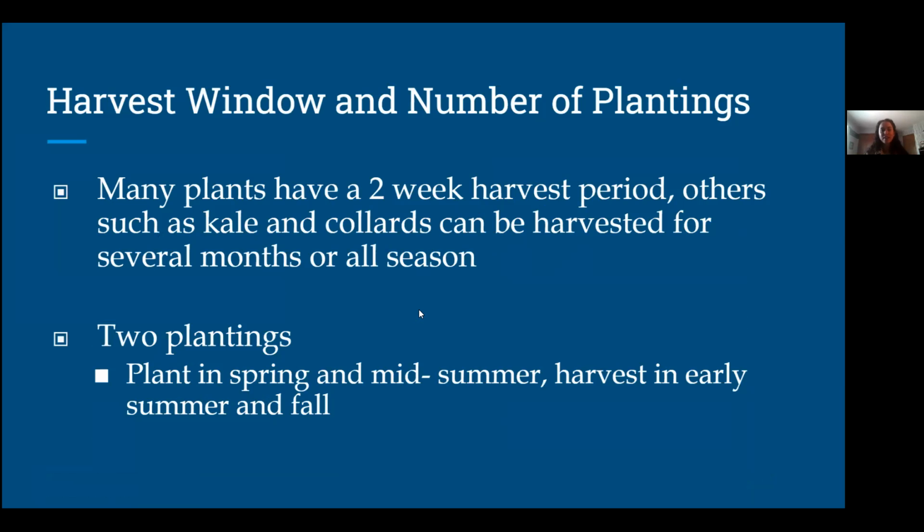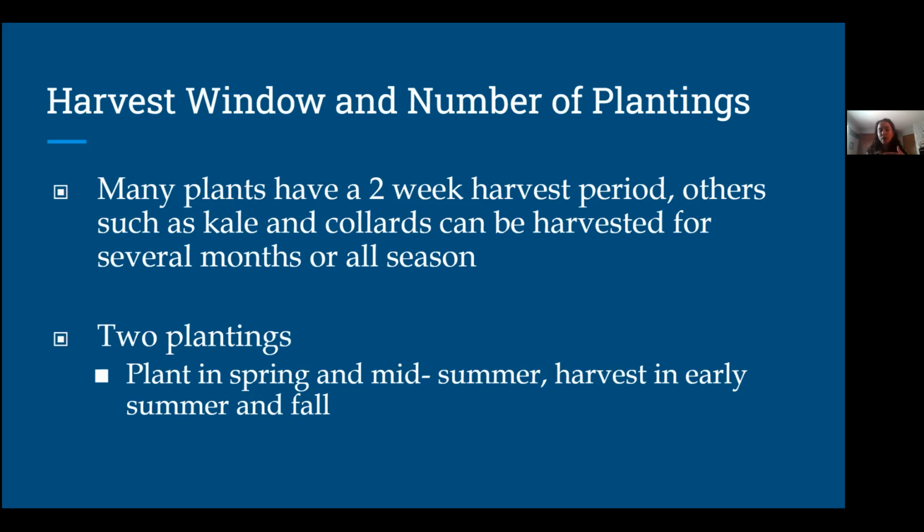So then, like I said, we're going to talk a little bit about the harvest window and number of plantings for brassicas. Many of these plants have a 2-week harvest period. Other than kale and collards, which can be harvested for several months throughout the season, so many of these other plants, once they've matured, will have a 2-week harvest period. And then you can do a second planting of them.